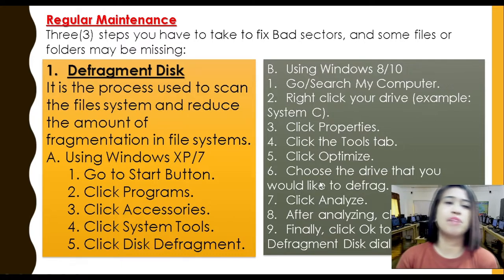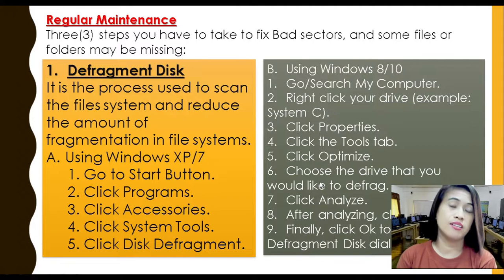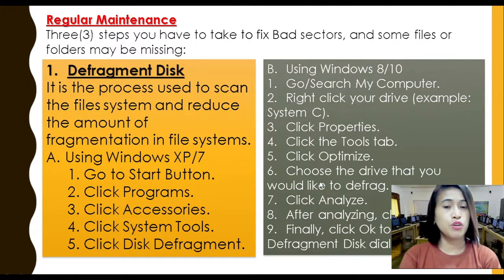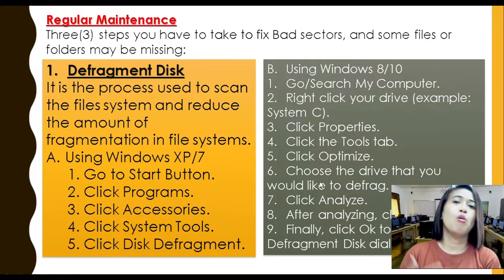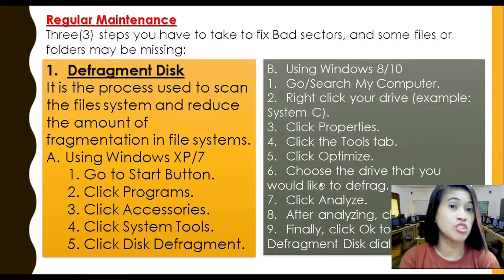To regularly maintain the computer, there are three steps to fix bad sectors and some files and folders that may be missing. We have disk defrag, scan disk, and disk cleanup. If you're going to perform disk defrag, if you're using Windows 7 or Windows 10, you can go to the start button, point to accessories, then point to system tools, click disk defrag. If you want, you can search for it.